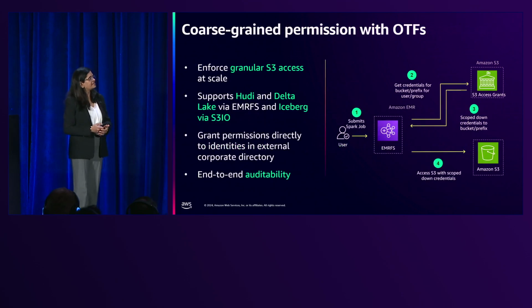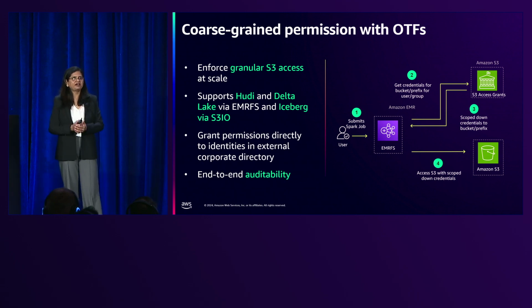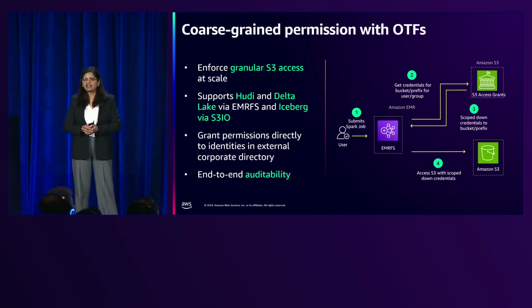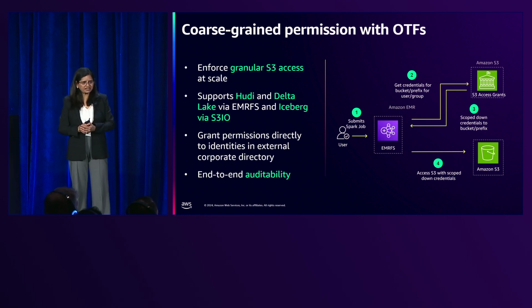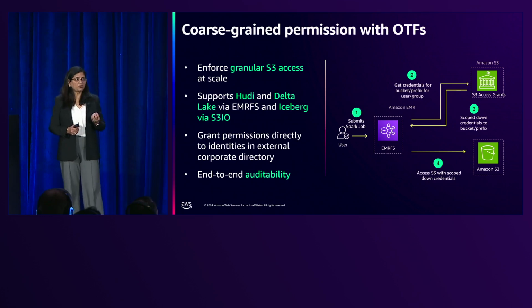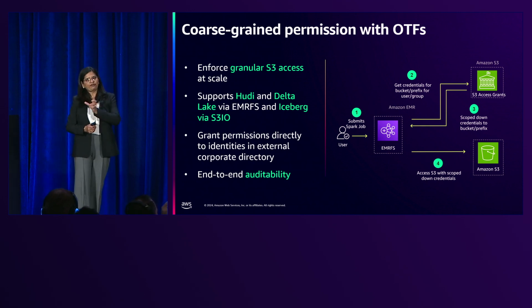So as a result of this, we have two different types of fine-grained permissions available with your analytic engines. One is the coarse-grained permissions with open table formats, and that is available through a feature called S3 Access Grants. This feature was launched last year, and it allows you to enforce granular S3 access controls at scale, which means that you will be able to define permissions on S3 prefixes and enforce them through our engines like EMR.